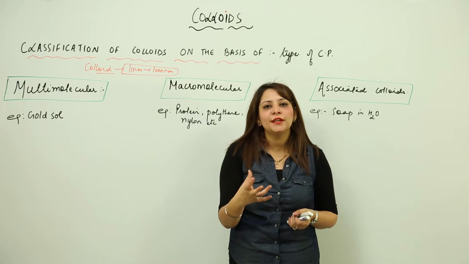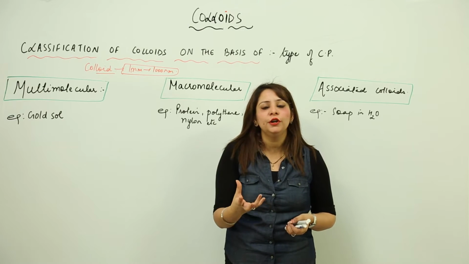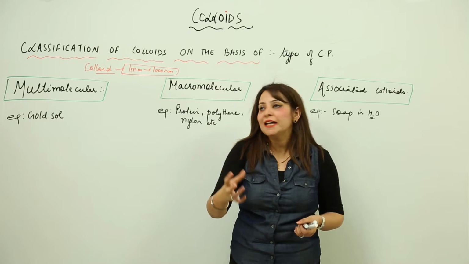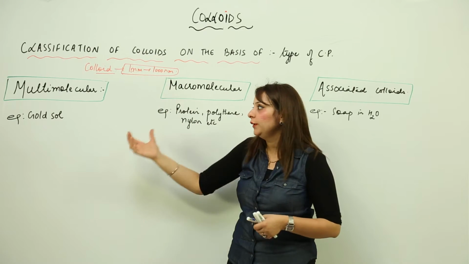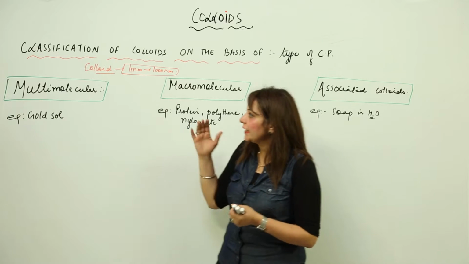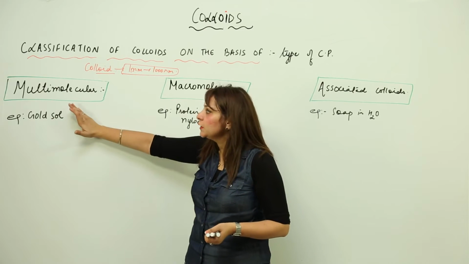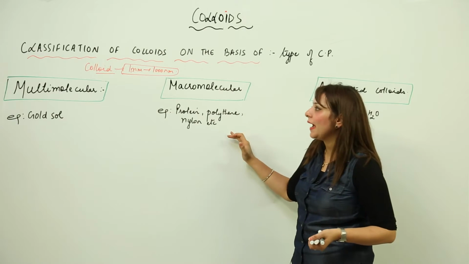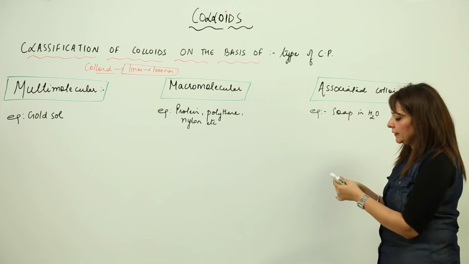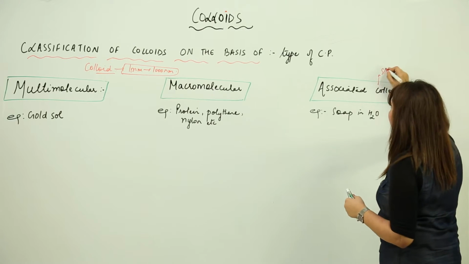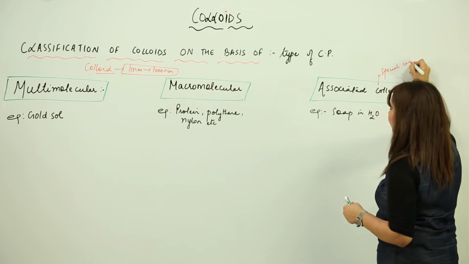So now we will be classifying the colloids depending upon the types of colloidal particles, because every particle which we get to see is not an individual particle whose size lies within this range. We get to see different kinds of exceptions that we are going to discuss. So we classify into three categories. One is multimolecular, another is macromolecular, and the third is associated colloids. This is a special case actually.